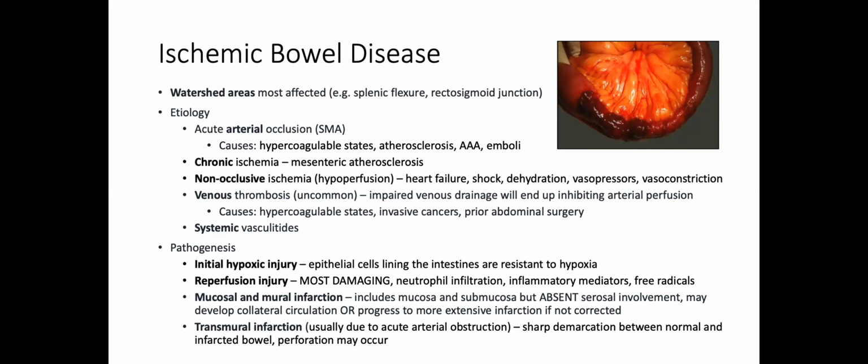So the pathogenesis is that there's going to be an initial hypoxic injury to the epithelial cells lining the intestine. Then there's going to be a reperfusion injury. And remember, like when we were in cardio, reperfusion injuries are really the most damaging. So we've got neutrophils that are going to infiltrate, and then we've got our inflammatory mediators bringing in those free radicals. There's mucosal and then mural infarction, which does not include the serosal involvement, and it can develop collateral circulation or start causing a worse infarct if not corrected. And then a transmural infarct would be the next step. There's a very sharp demarcation between normal and infarcted bowel.